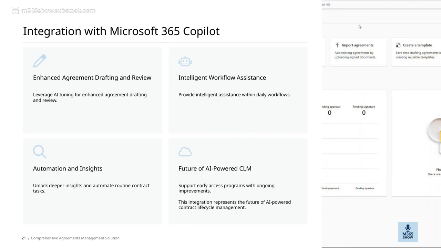And finally, by leveraging AI tuning, we can enhance agreement drafting and review. This means smarter, more accurate documents, drafted with greater precision and reviewed with the support of intelligent suggestions. Overall, this integration truly exemplifies how AI is transforming contract management into a more proactive, insightful, and efficient function, bringing us closer to the future of work.